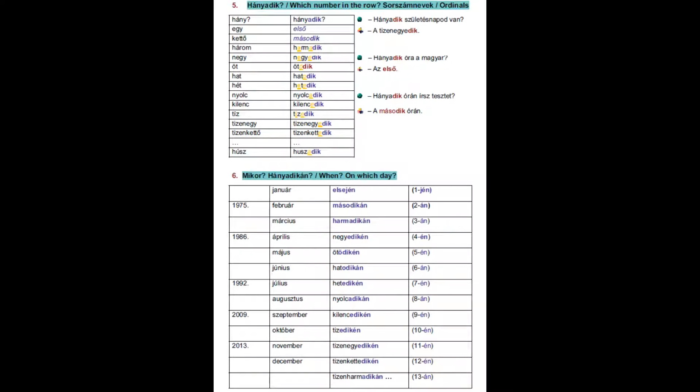So sor, szám, those first two words, what you're saying is row, number, and nevek is the plural form for név. Do you know what név is? Of course you do. Do you know what your név is? Mi a neved? What is your name? Neved. So nevek is the plural form for név, for name. It's names. So the whole word in Hungarian explains what ordinals are.